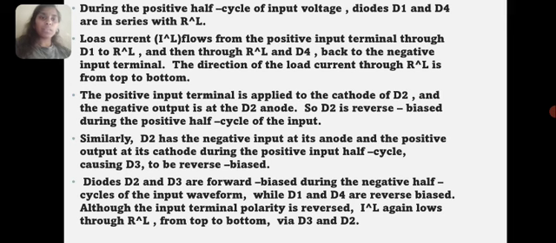The positive input terminal is applied to the cathode of D2, and the negative output is at the D2 anode. So, D2 is reverse biased during the positive half cycle of the input. Similarly, D3 has the negative input at its anode and the positive output at its cathode during the positive input half cycle.